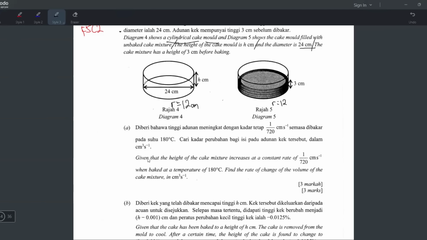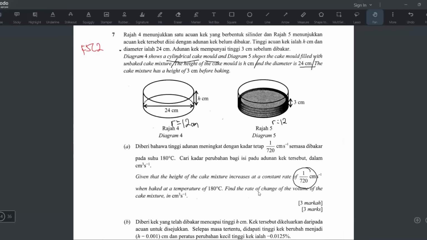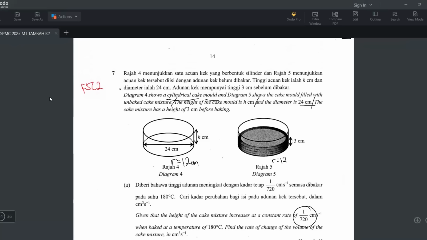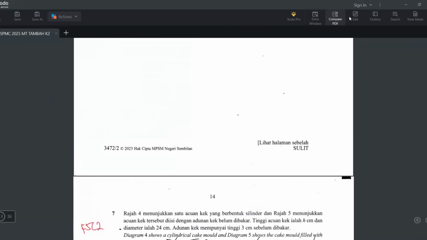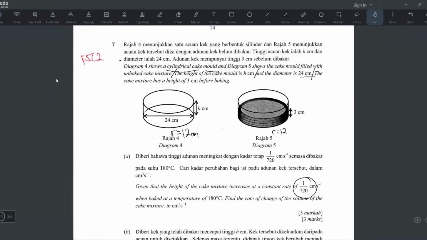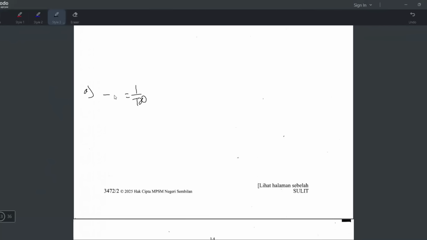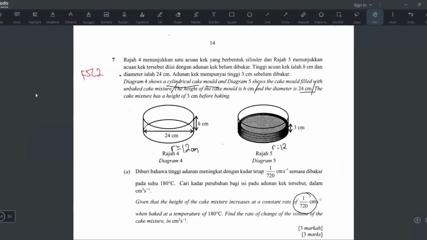All right, now A, given that the height of cake mixture increases at the rate of 1/720, so every second it will increase by 1/720 cm. So this is definitely a rate of change question. And then when baked at temperature 180, find the rate of change of volume of cake mixture. Definitely it's a rate of change question. Okay, I'll write the information here. So what is the 1/720? It's the rate of change of height of cake mixture. So rate must be over dt, and since it's the rate of height, it will be dh, because they use h to represent the height.